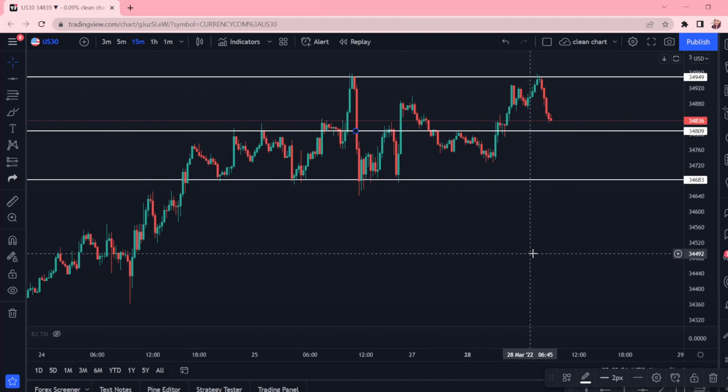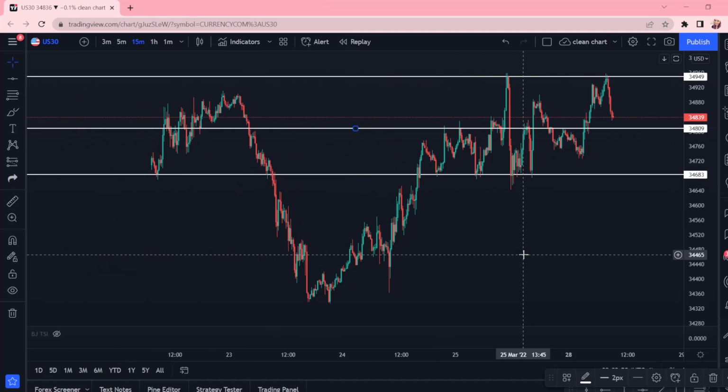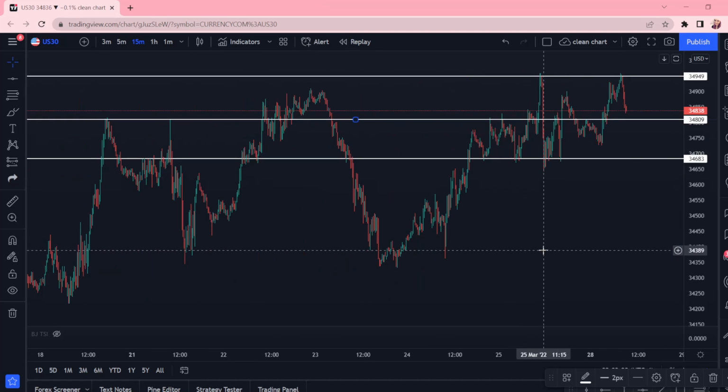So I'll zoom out just so you can get an idea of what it looks like, but you can see when I'm zooming out that the areas I've marked are pretty clearly zones.